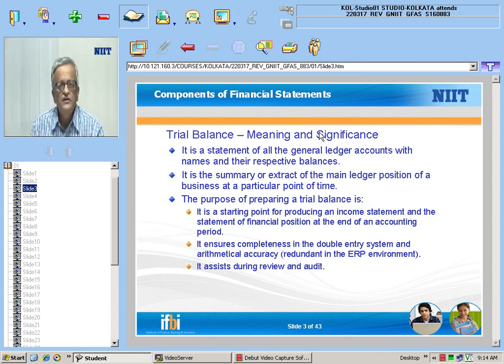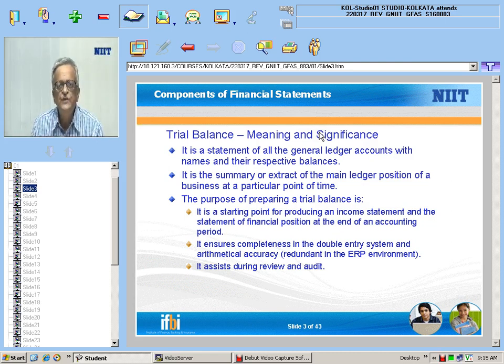Third point, the purpose of preparing a trial balance is, number 1, it is the starting point for producing an income statement and the statement of financial position at the end of the accounting period. So trial balance is the starting point for two very important vital financial statements. One is the balance sheet, which is called the statement of financial position, and the second is the income statement, which is popularly known as the profit and loss statement.